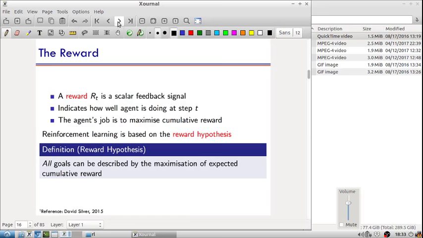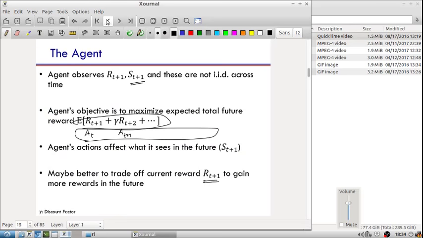So just a quick point about reward. Reward is just a scalar number, indicates how well the agent is doing at a step t, right? And the agent's job is to maximize accumulated reward, just like in the bandit setting. And that expectation depends upon state also, because the decision you make depends upon the state. So we're going to reveal what this expectation means at this point. Yeah, this captures all the randomness.